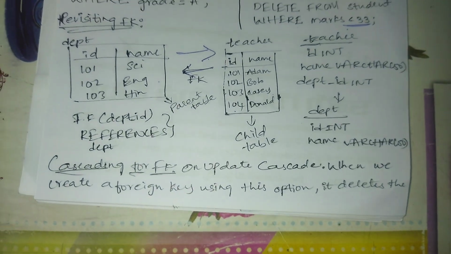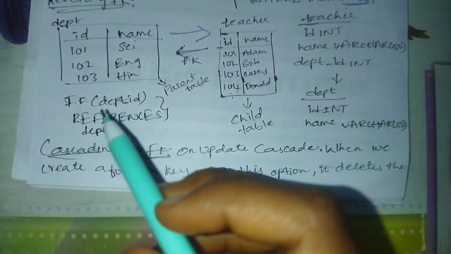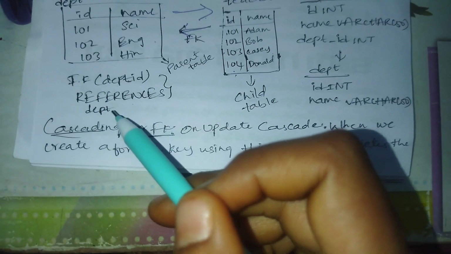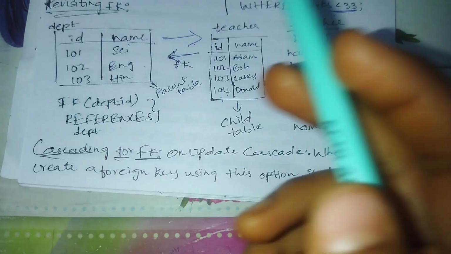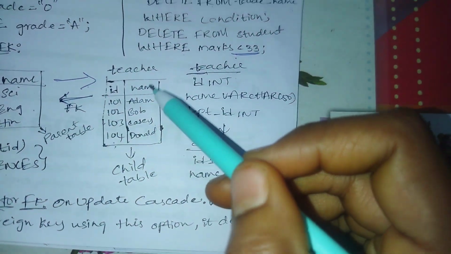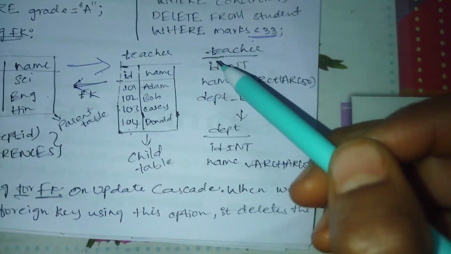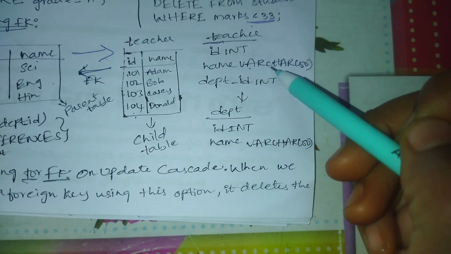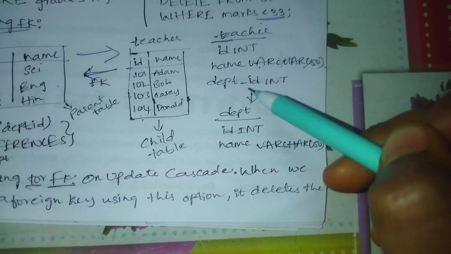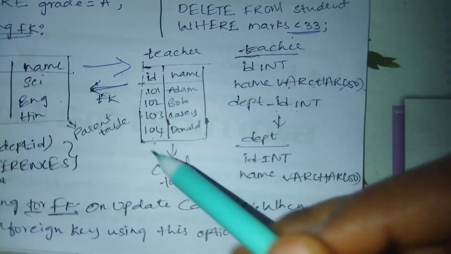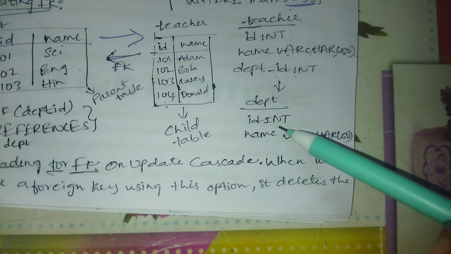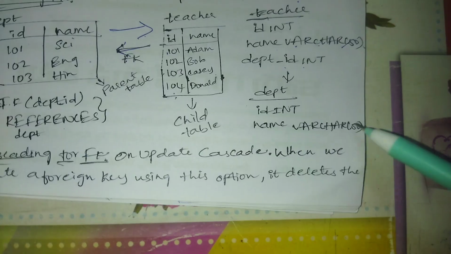Checking the values of ID, foreign key, department ID references the department table. Teacher, this is the second table, the derived table, the child table. ID is an integer, name is varchar with size 50. Department ID is an integer. For the department table, the first table, ID is int and name is varchar with size 50.